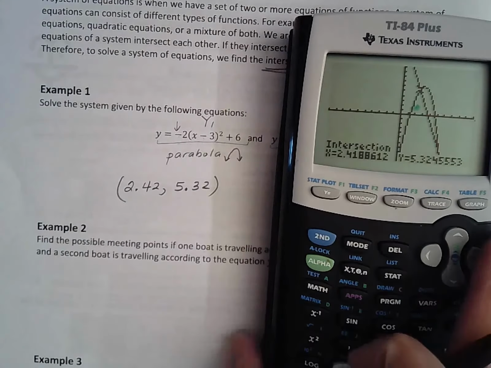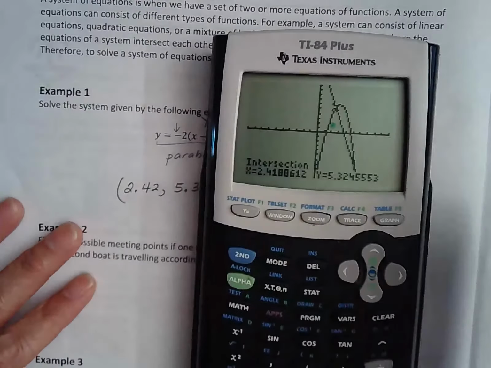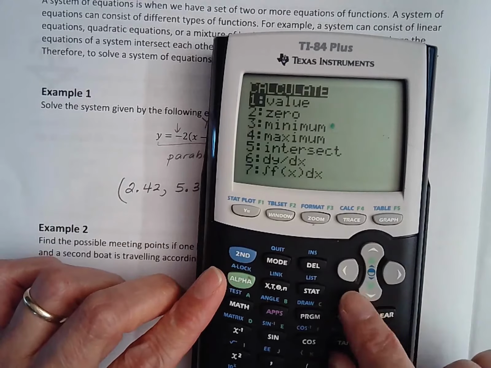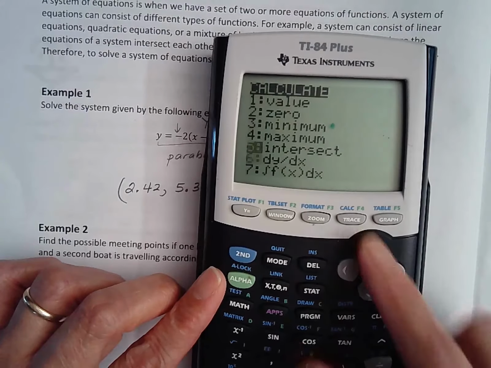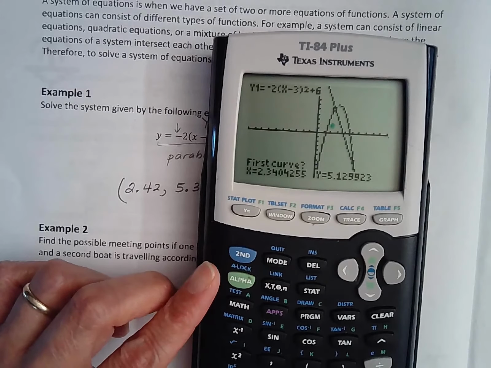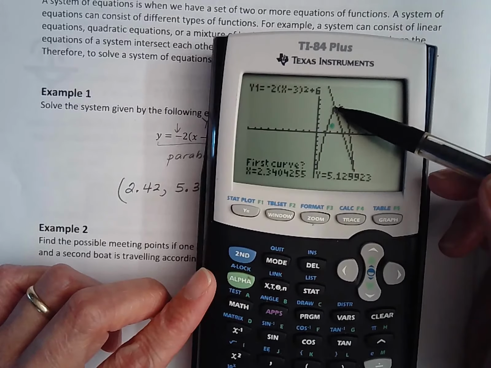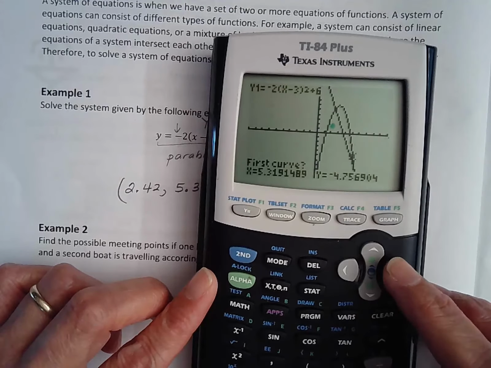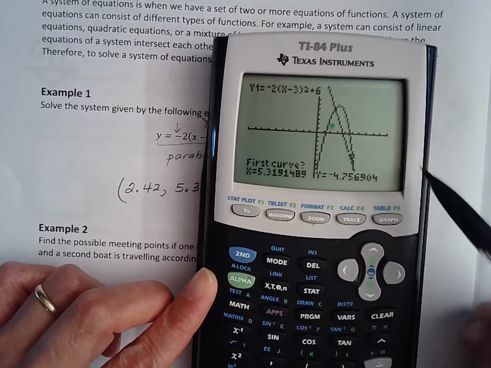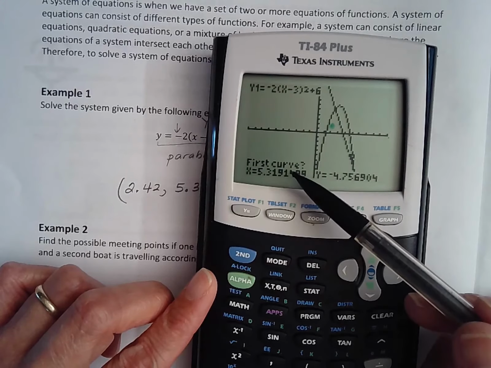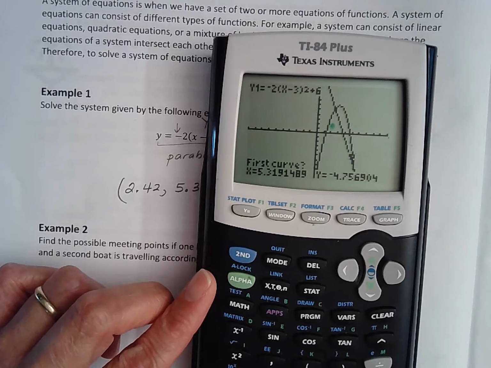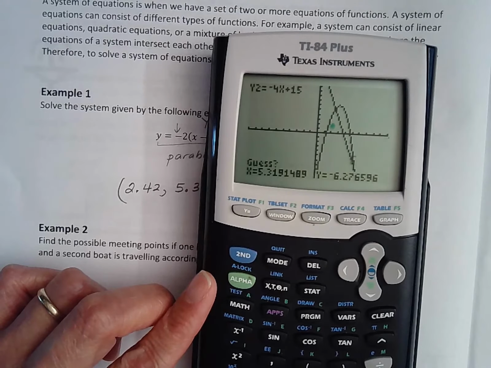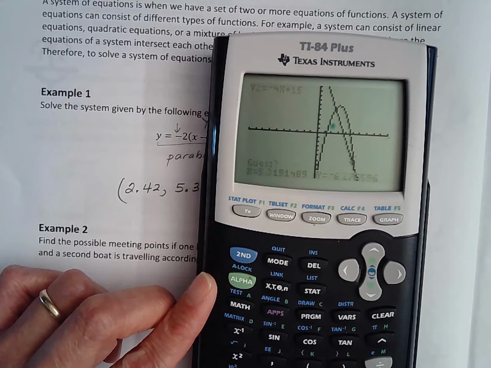Okay, what's the other point of intersection? It's this one right here, right? So second function, trace. Go to intersect again. Now you want to tell the calculator to go to this side, so get closer to that intersection. Remember it's still asking you, is this your first curve? Yes, press enter. Is this your second curve? Yes, press enter. Guess, press enter.